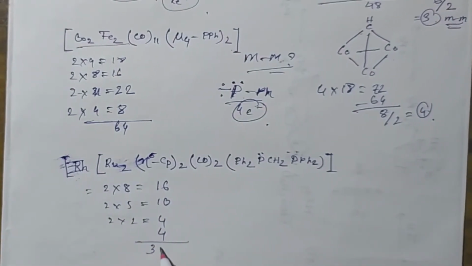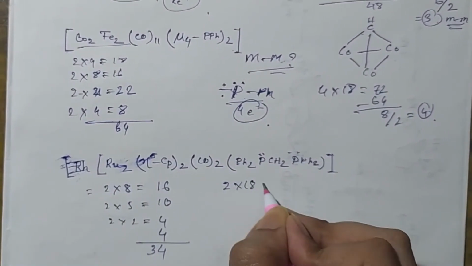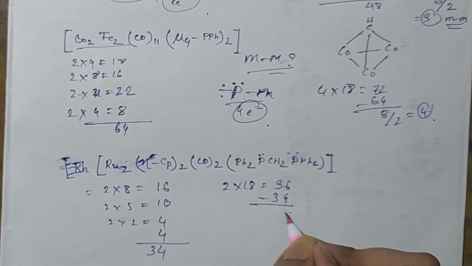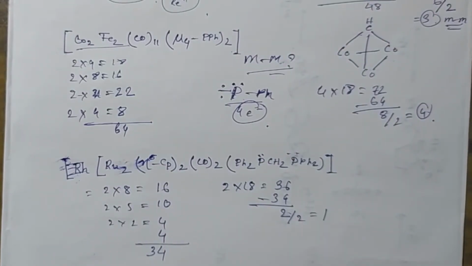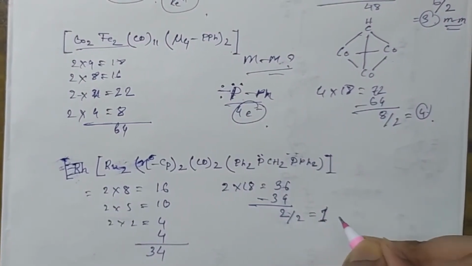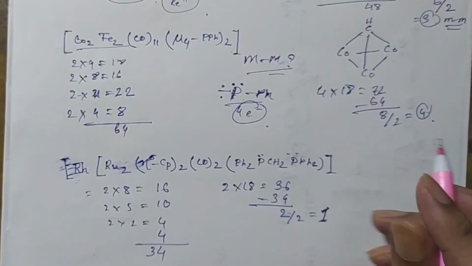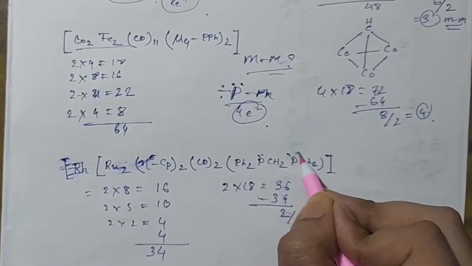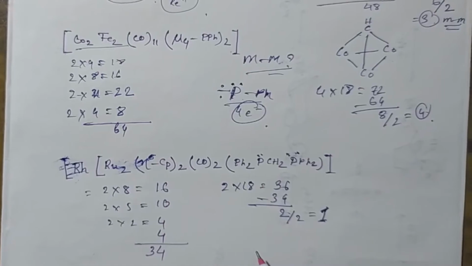There are 2 metal centers, so 2 into 18 we get 36, which is subtracted by 34. So we get 2 divided by 2, that is 1. There is 1 metal bond. According to the options given from that previous year, there is only one option where... sorry, at first I said that this ligand acts as a bridging ligand between the 2 ruthenium metals. I am just showing that.